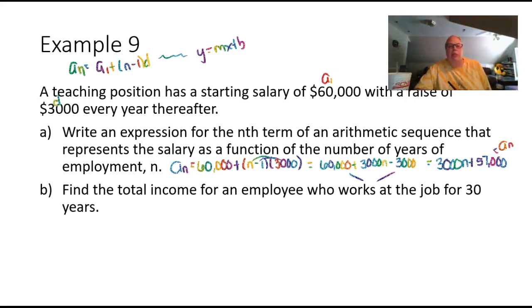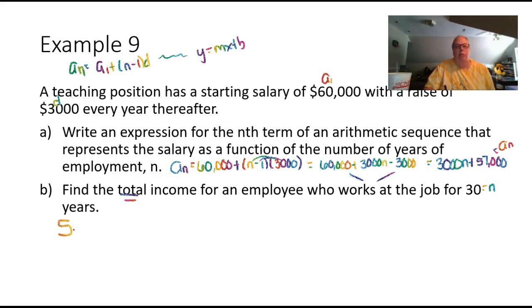Part B says to find the total income for an employee who works at the job for 30 years. In other words, n is equal to 30. And it says total income. So we're not just looking for the income during the 30th year. We want to know how much this person has earned throughout the entire 30 years of their work as a teacher. So this is a sum problem.